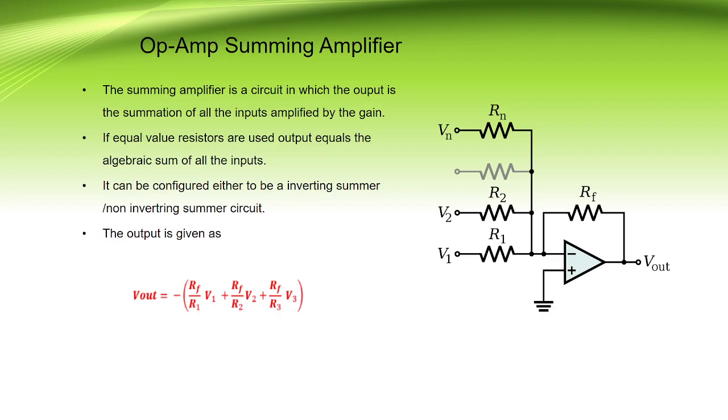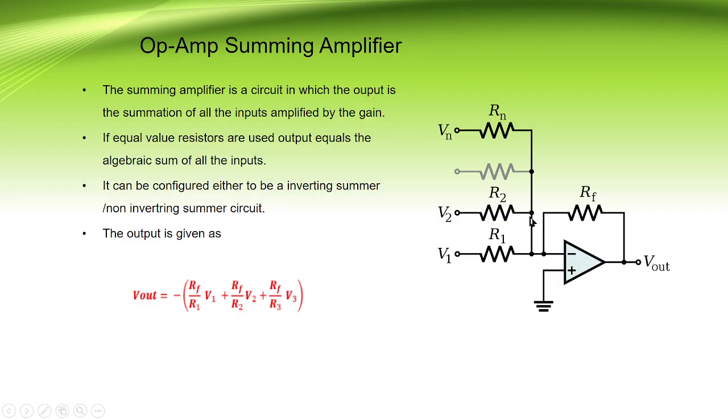Next application will be the op amp summing amplifier. The summing amplifier is a circuit in which the output is summation of all inputs amplified by the gain of the circuit. If equal value resistors are used, then the output will be equal to the algebraic sum of the inputs. It can be configured either as an inverting summer or a non-inverting summer circuit. The output shall be given as Vout is equal to minus Rf by R1 into V1 plus Rf by R2 V2 plus Rf by R3 V3.